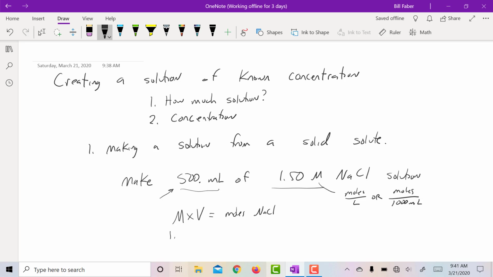So I would say 1.50 moles of NaCl over 1,000 milliliters, that's the same as over 1 liter, times 500 milliliters. If I do this math out, the milliliters cancel, and it tells me that I need 0.750 moles of NaCl. Now, you can't weigh out 0.75 moles on a balance. You have to convert that to grams, and so I'm going to do that on the next page.